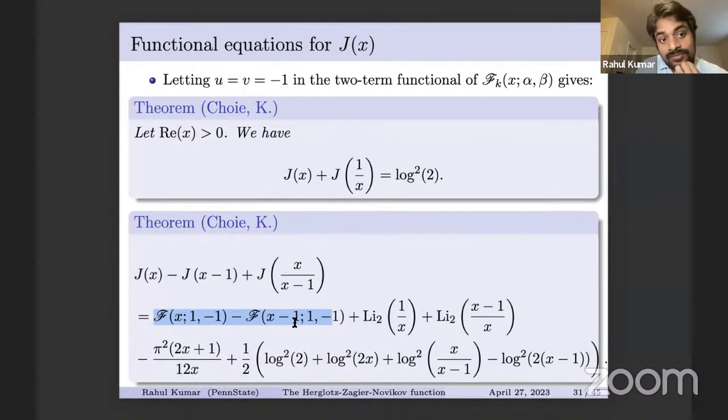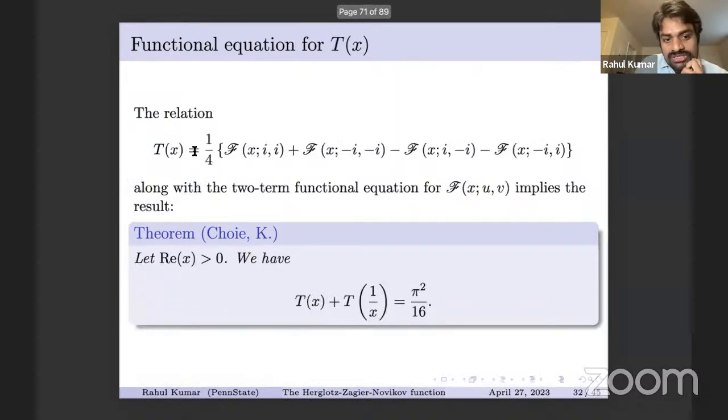So whatever the t of x, because we know that there is a relation between the script f function and that t function, which has arctan function in its integrand. By using this relation between t and f, and by using the two-term functional equation for f, one can find this beautiful functional equation for t as well, where on the right hand side you just have pi square upon 16. Okay, so this was also not known in the literature.